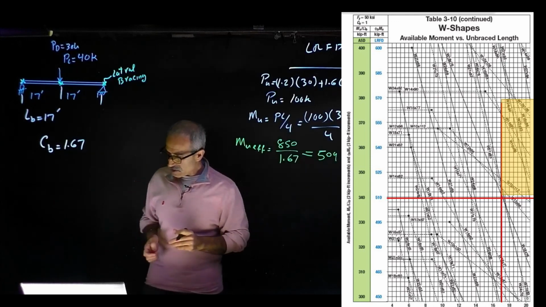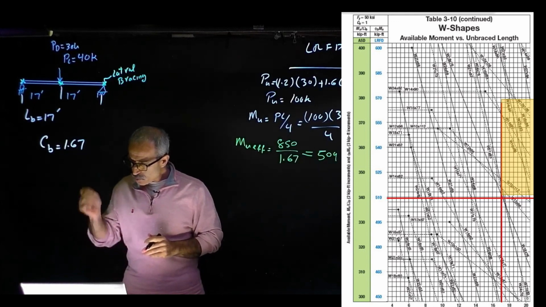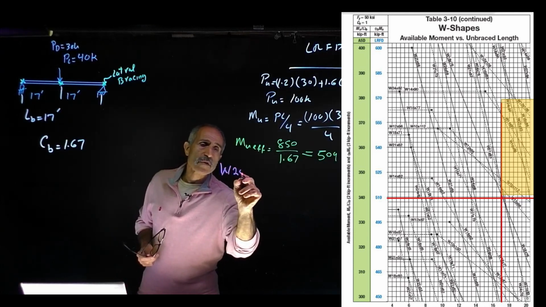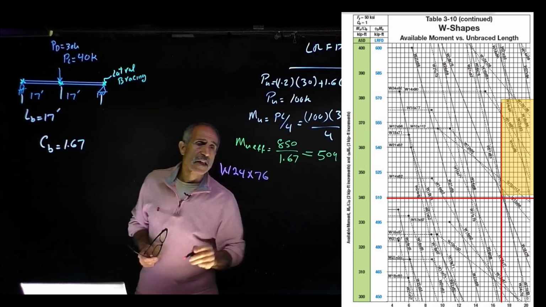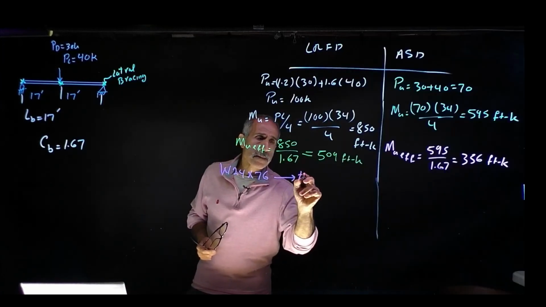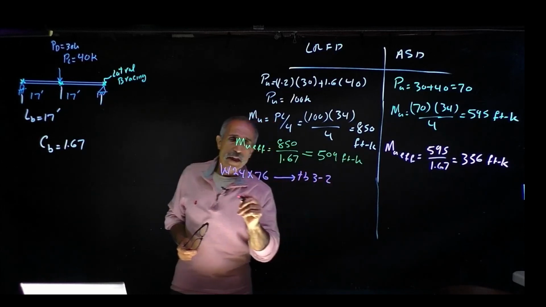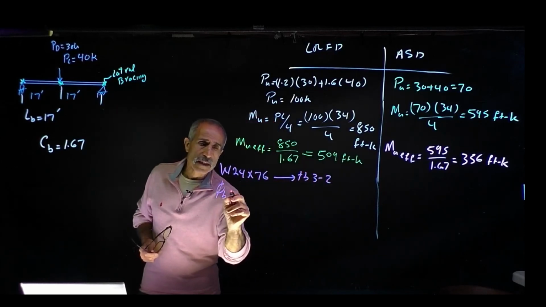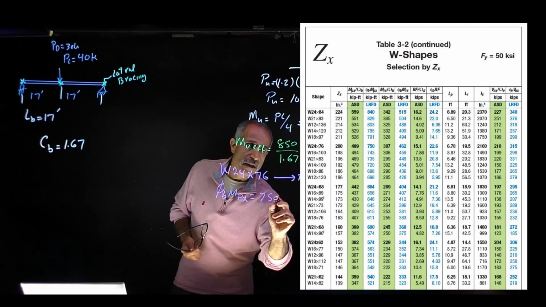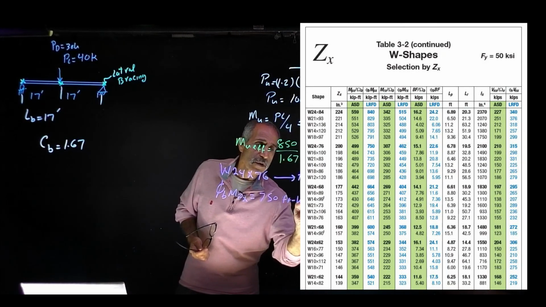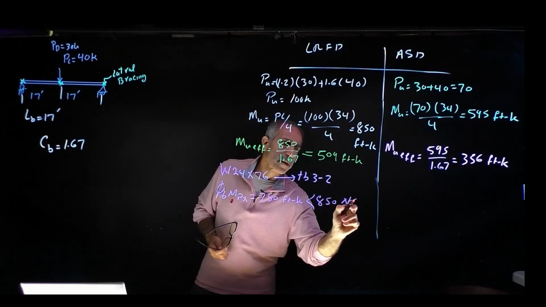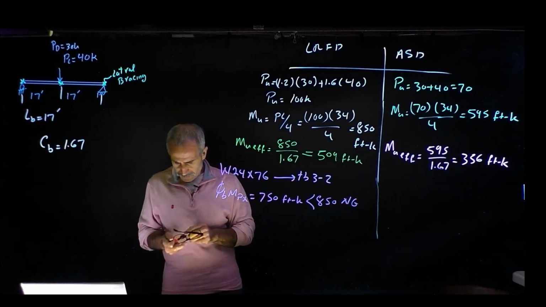First, let's try W24 by 76. When we do that, we go to Table 3-2, and we find that phi b times Mpx comes out to 150 foot-kip, which is less than 850. So this one came out no good. Let's try another one while we're there.